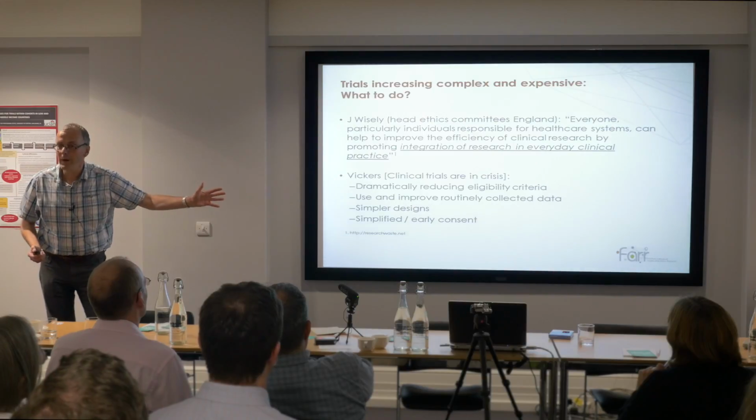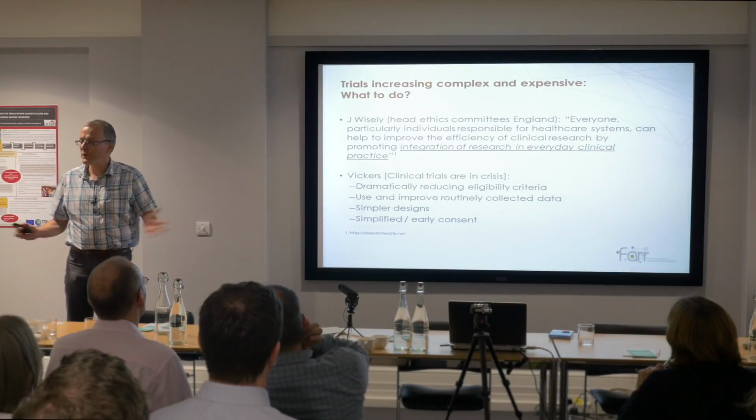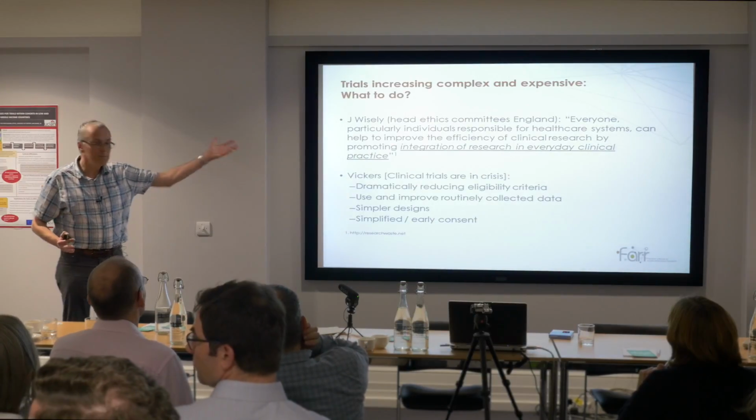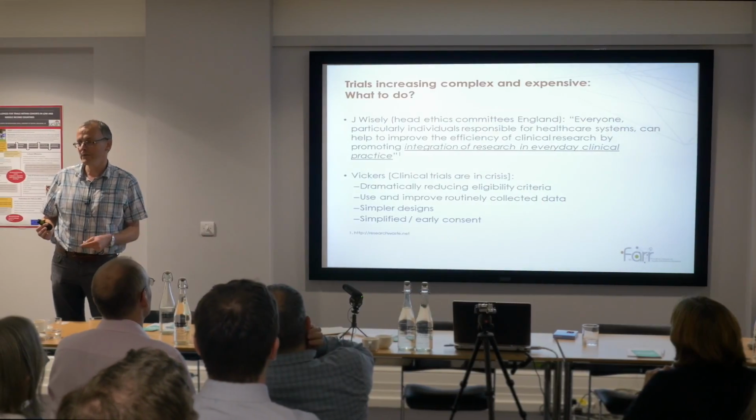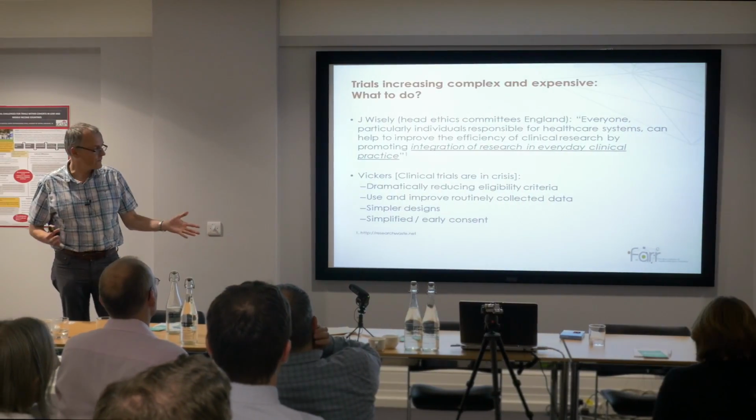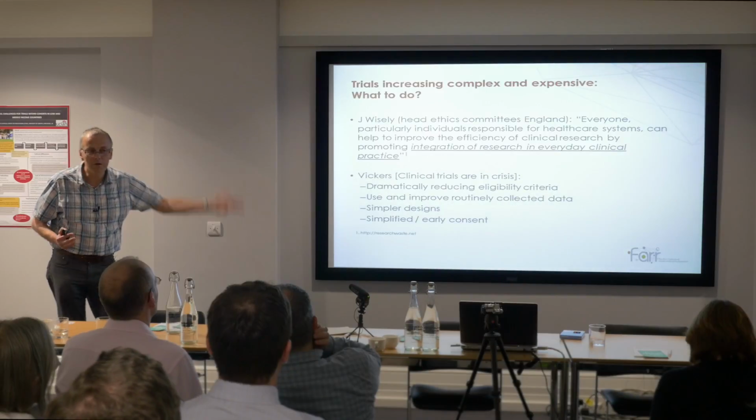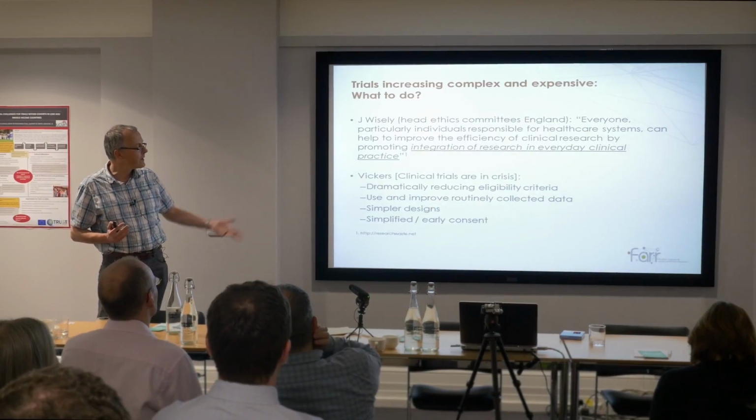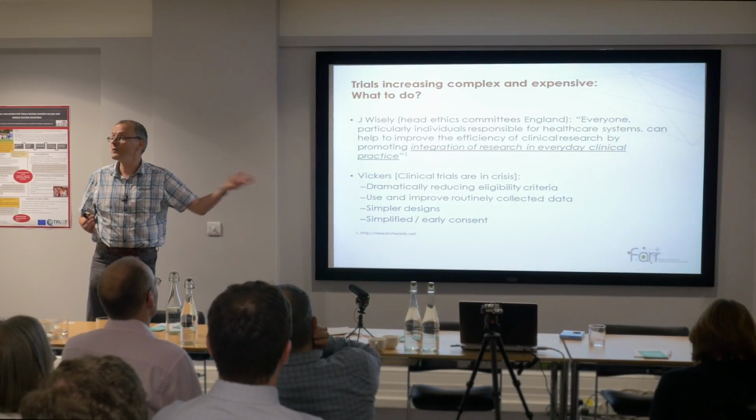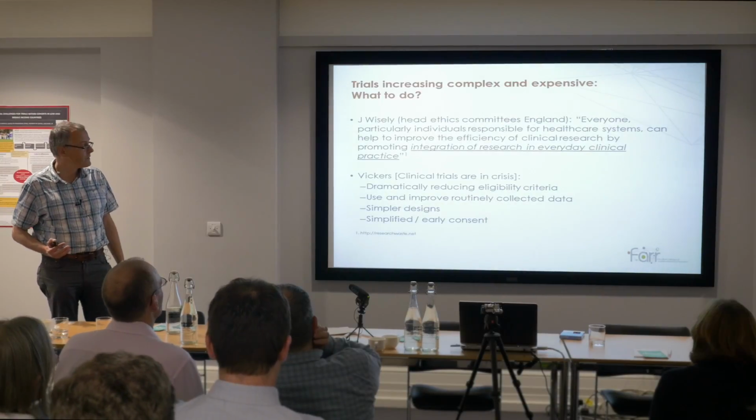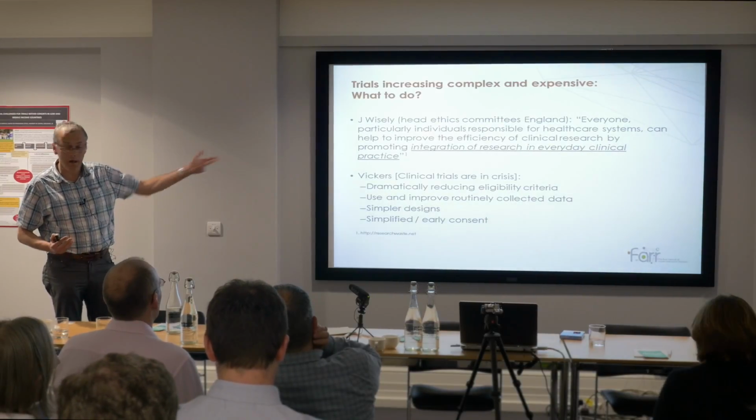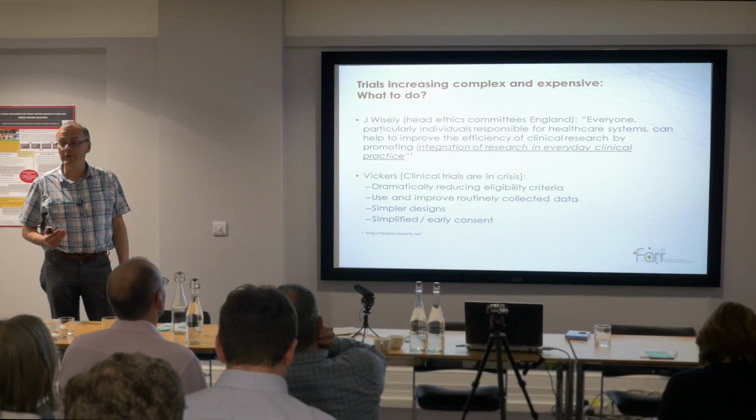So people have been talking about it, and Andrew, I forgot where he's sitting, but there, he also mentioned that we actually need to simplify trials, and that's why I think twigs are so attractive. We need to have much simpler eligibility criteria, and we actually need to start using the data we're already collecting on a day-to-day basis. Simpler designs like twigs, and also thinking about different consent models.